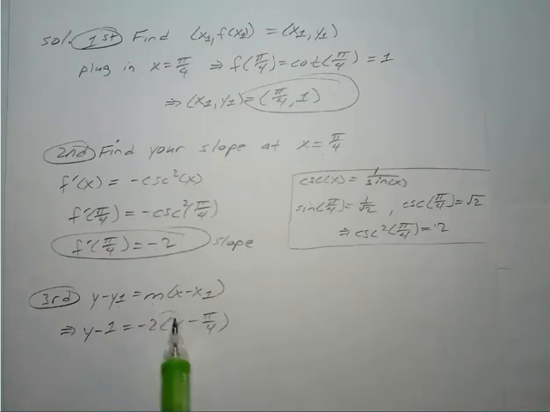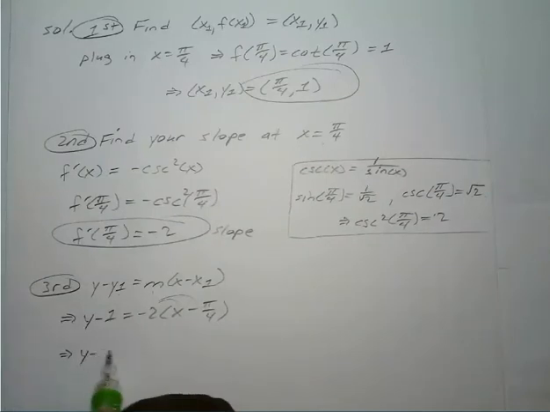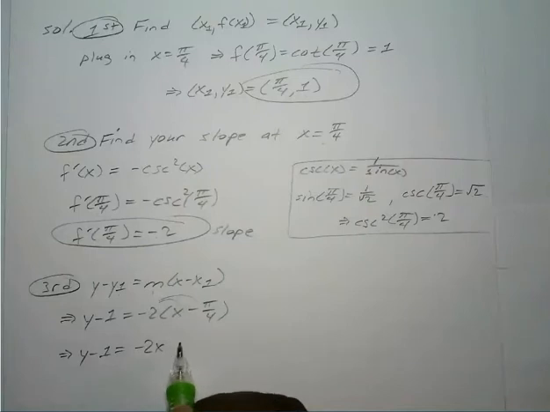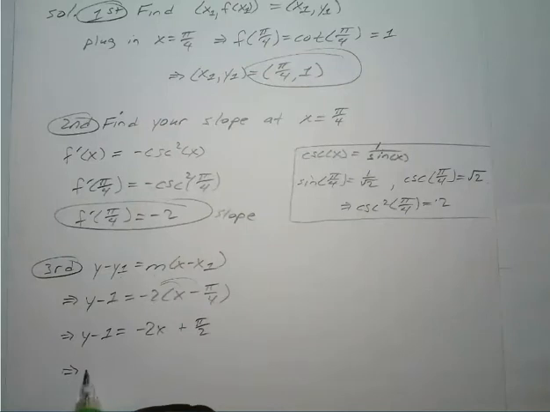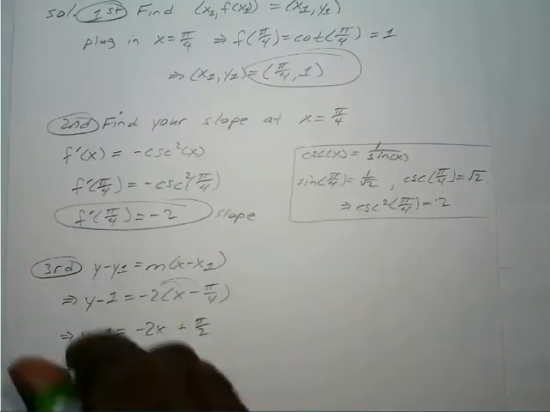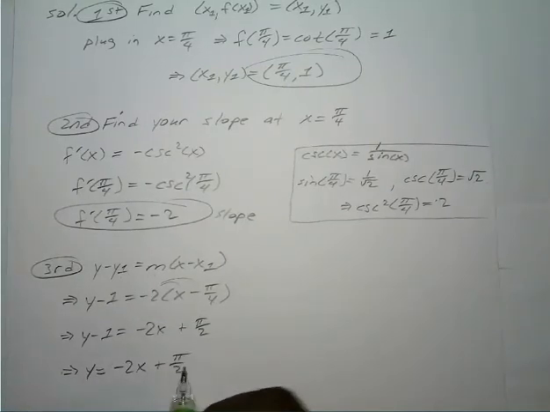Alright, so we can go ahead and distribute that negative 2. So you have y minus 1 equals negative 2x plus 2 pi over 4, which is just pi over 2 once you simplify it. So if we add 1 to both sides, we have y equals negative 2x plus pi over 2 plus 1.